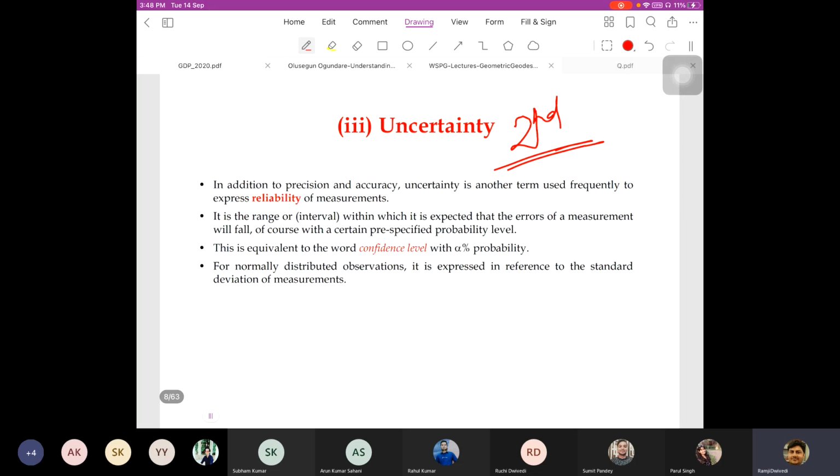That the uncertainty in my data set is from this to this, that is the range you are mentioning, and this is equivalent to the confidence level with alpha percent probability. And for normally distributed observations, it is expressed in reference to the standard deviation of measurement. Okay, so I hope this is clear, because we cannot spoon-feed every time what you have to say and what you do not. But the moment you try to follow the books and reference papers, these terms will be frequently used, and at that time you cannot say, oh, I do not know what uncertainty is, I forgot to read, I forgot to revise.